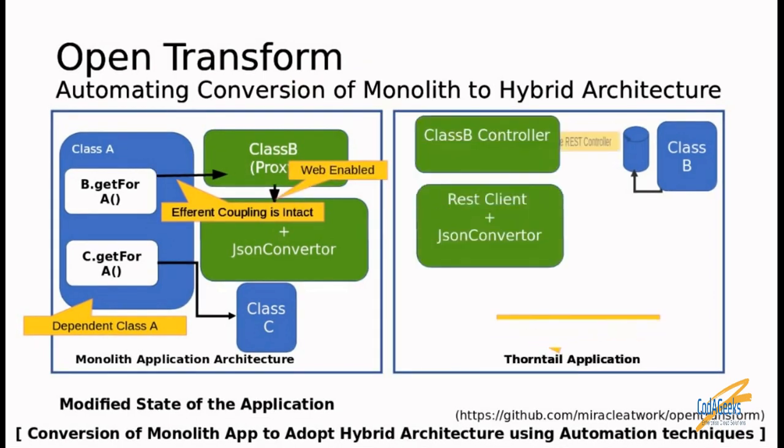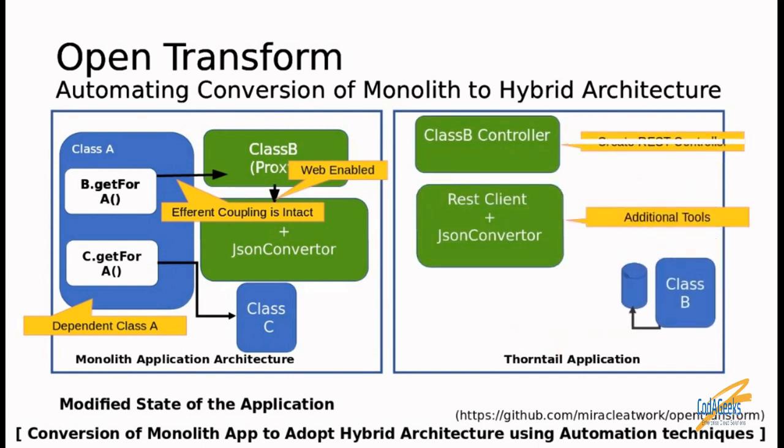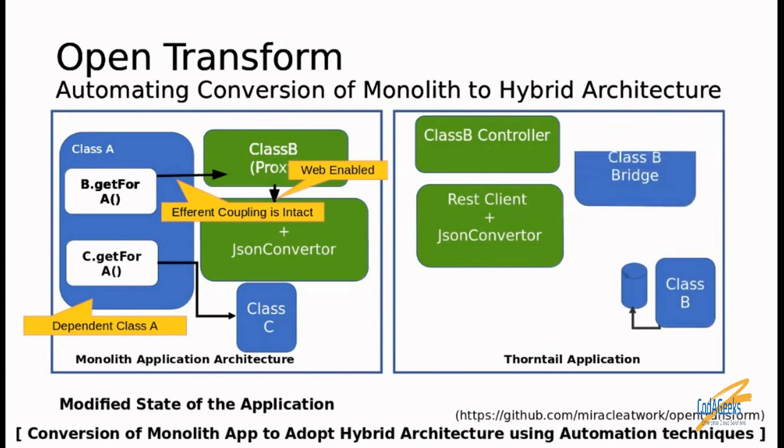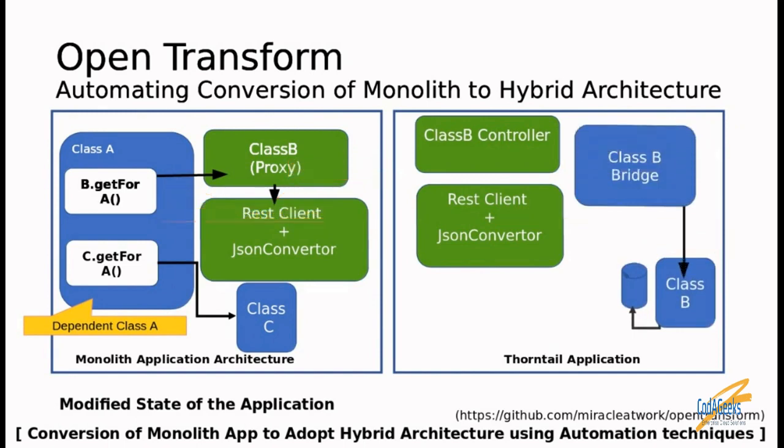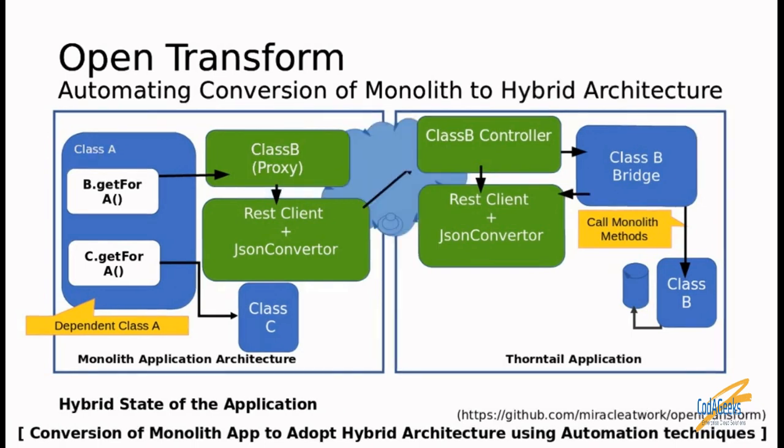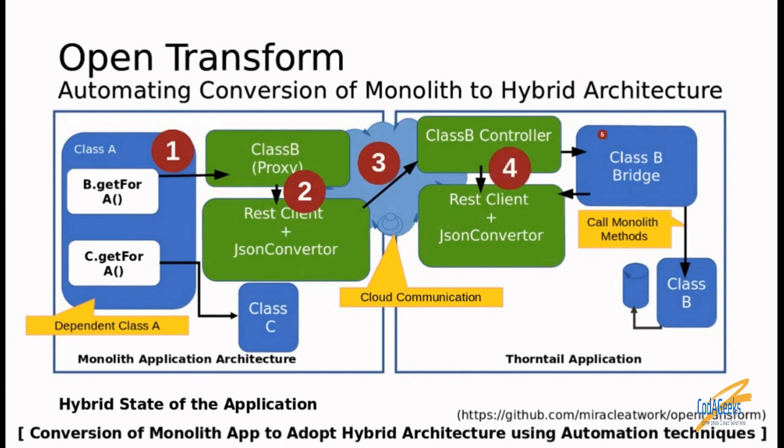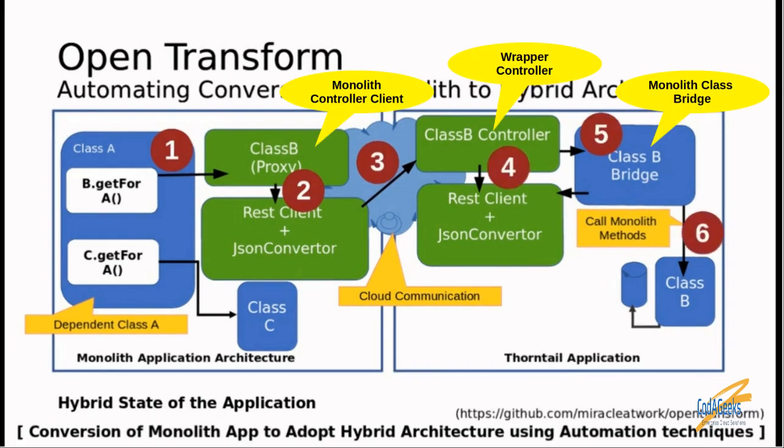We add Class B to a Thorntail application. We introduce Class B controller along with JSON converters. We also introduce Class B bridge, which will connect to Class B. Bridge becomes a service for the controller to serve the request and also generate the response. The messaging is done using JSON. The Class B proxy can now communicate with Class B controller to service all method calls of Class B. The controller will channel the request response through the bridge. The controller Class B is called Wrapper Controller and Class B Bridge is called Monolith Class Bridge.